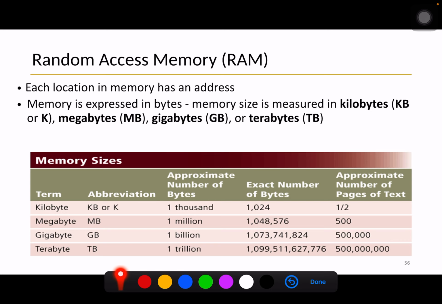Okay, so approximate numbers of text pages, we have 500,000 pages per 1 gig. So if we have 4 gig, then we have 2 million pages lah. Okay, pages ni dibuat untuk perbandingan sahaja. Kita boleh nampak lah berapa banyak data yang boleh disimpan, okay, dalam satu masa.